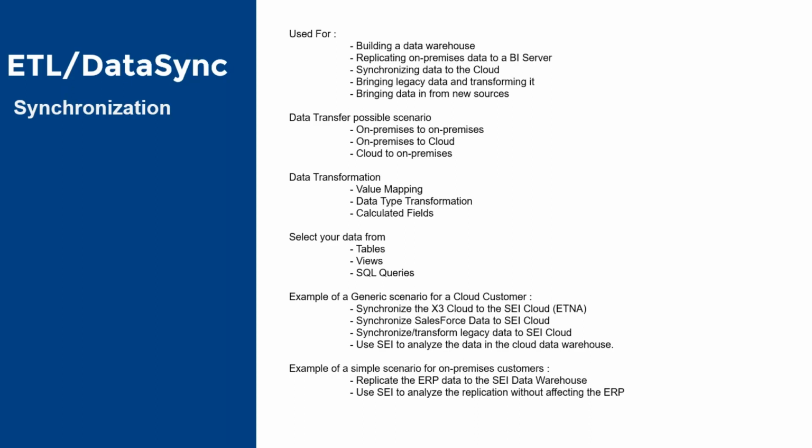Some key examples for this would be to synchronize maybe the X3 cloud using the Etna technology to our own Nectari cloud. Sorry about that little saying right there. Synchronizing Salesforce data into Nectari. Synchronize and transform legacy data, and so on. And then we use Nectari to consolidate that information afterwards.